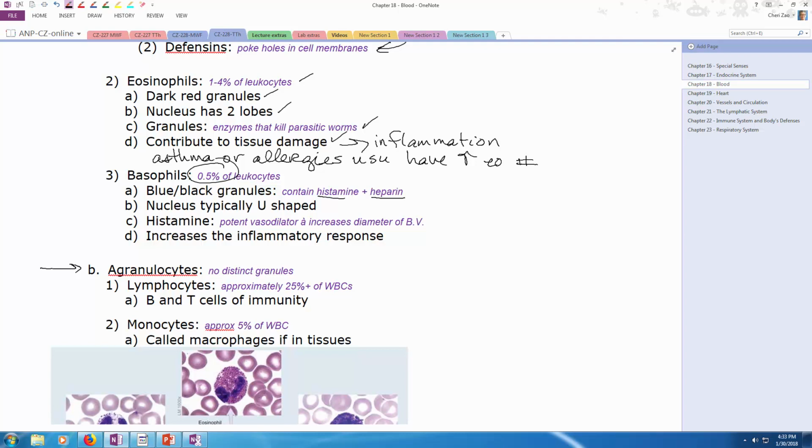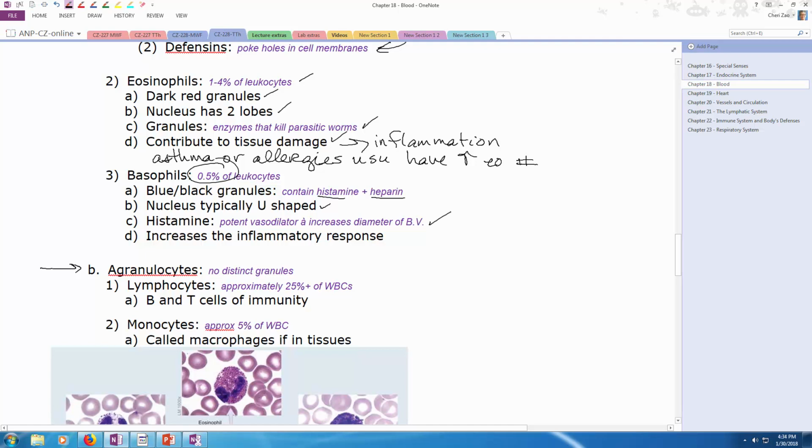And when things leave our vessels, it's typically fluid, right? Because we said red blood cells stay inside the bloodstream. So the fluid leaks out into the tissues, and the tissues get very swollen or edematous, right? So that's what histamine and heparin will do. The nucleus in basophils is typically U-shaped, but it's often hard to see because they are so full of these basophilic staining granules.